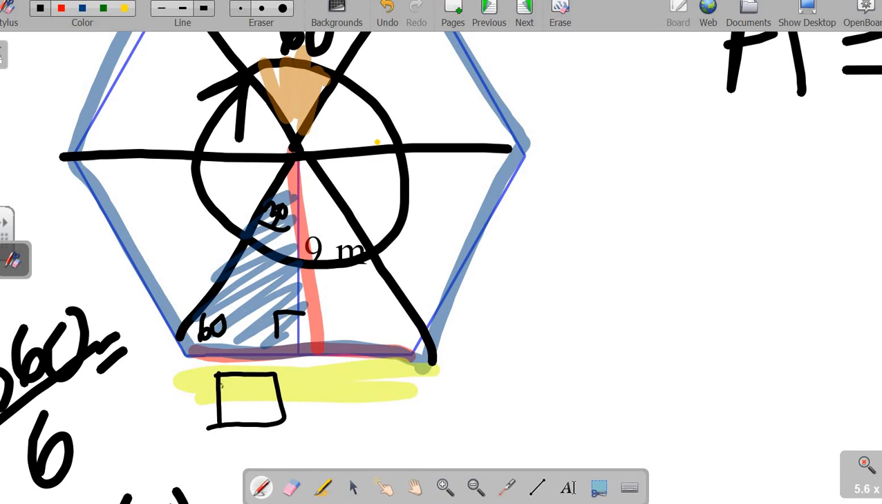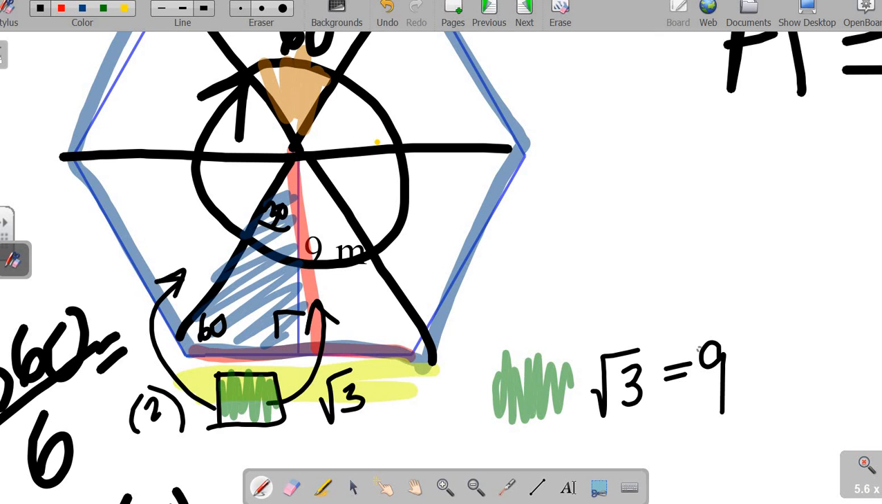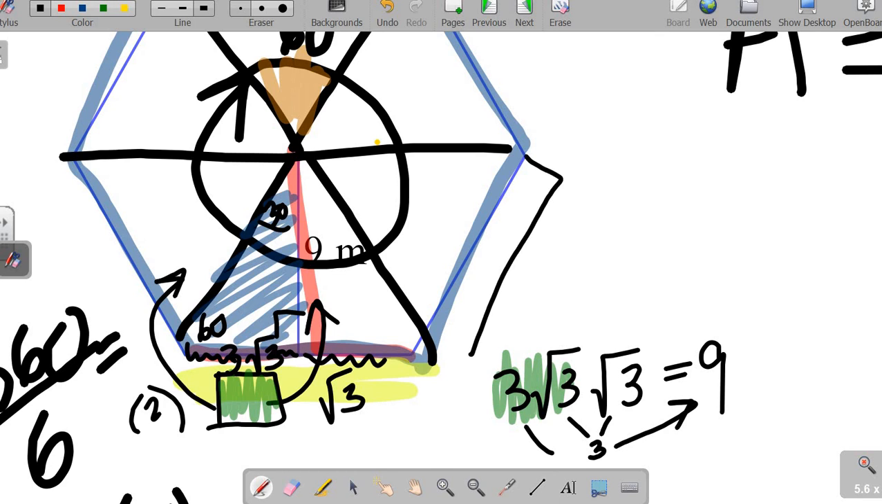So our short leg would be here. Short leg to the long leg, root 3, short leg to the hypotenuse times 2. It reads like this. Something times root 3 is 9. That's how that reads. Something times root 3 is 9. I know my something has to be 3 root 3, because root 3 times root 3 is 3, and 3 times 3 is 9. So my something there is 3 root 3. And if I double that, that means my side length is going to be 6 root 3.